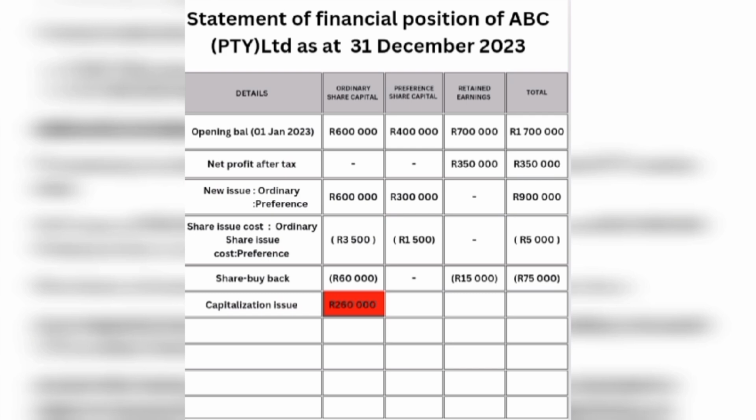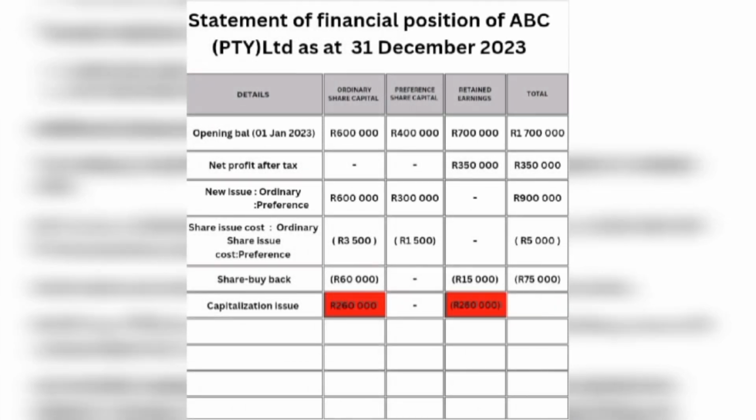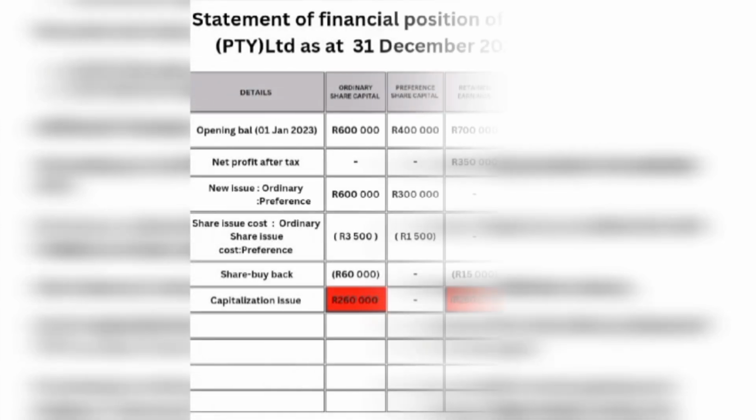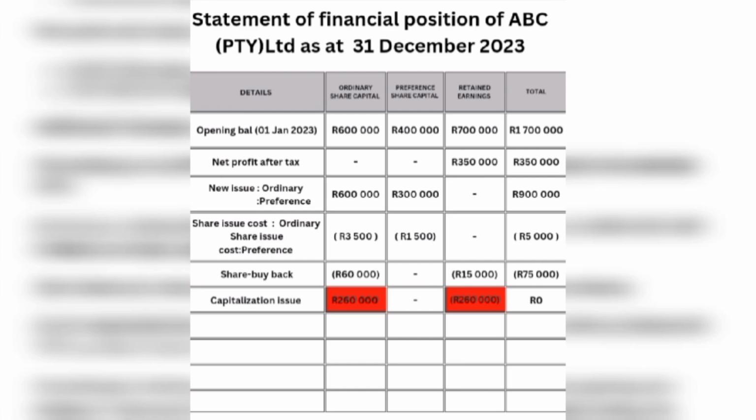The twist here with a capitalization issue is that we as a company are the one paying for these shares, so it decreases our equity. You then go straight to your retained earnings, record this 260,000 and put brackets to indicate a decrease. Now 260,000 in your ordinary share capital minus 260,000 in your retained earnings gives us a total of 0. Under the total column, you record 0.